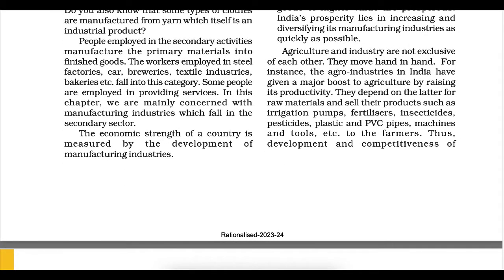Agriculture and industry are not exclusive of each other. They move hand in hand. For instance, the agro industries in India have given a major boost to agriculture by raising its productivity. They depend on the latter for raw materials and sell their products such as irrigation pumps, fertilizers, insecticides, pesticides, plastic and PVC pipes, machines and tools, etc., to the farmers.